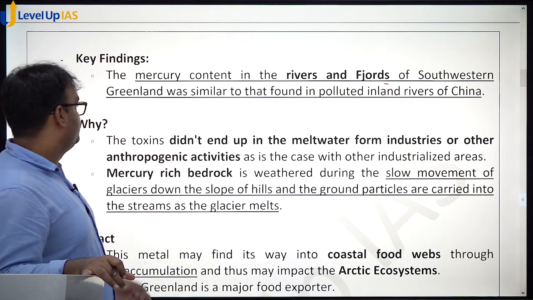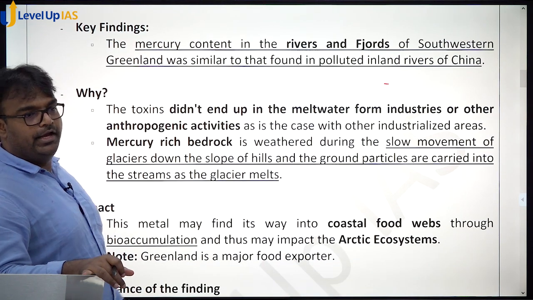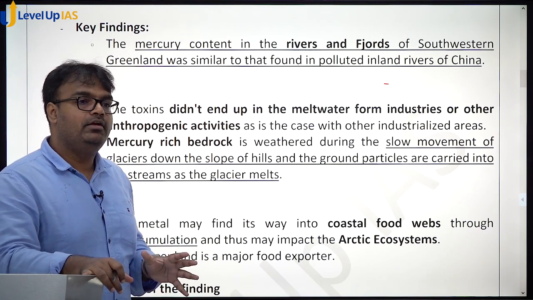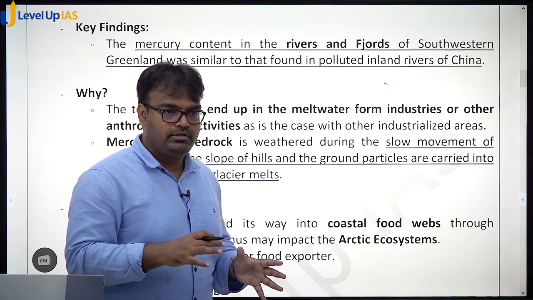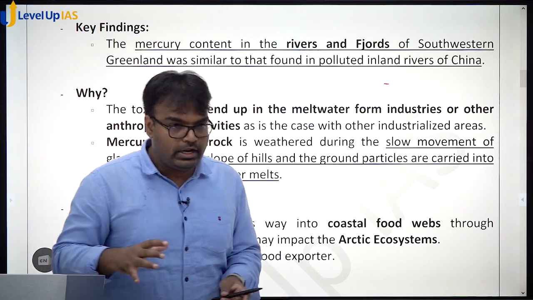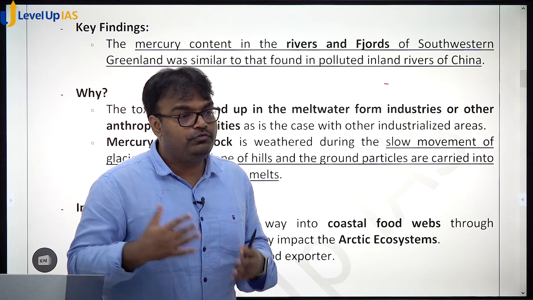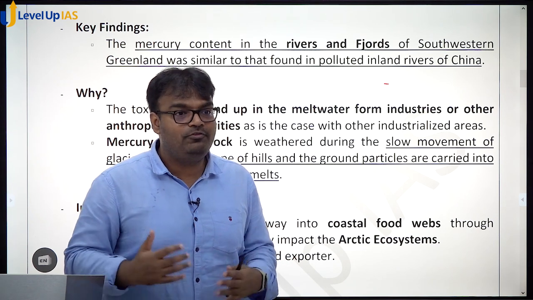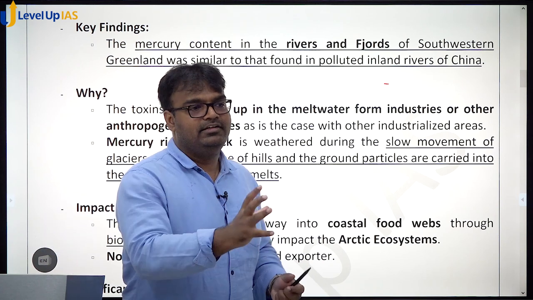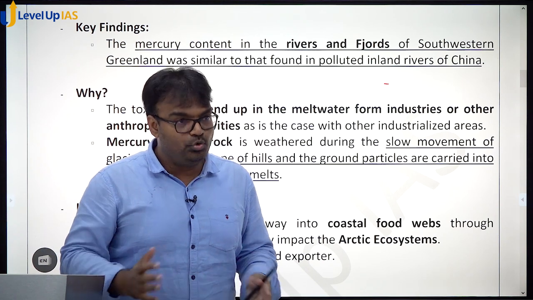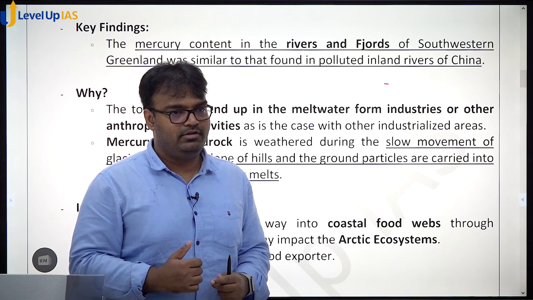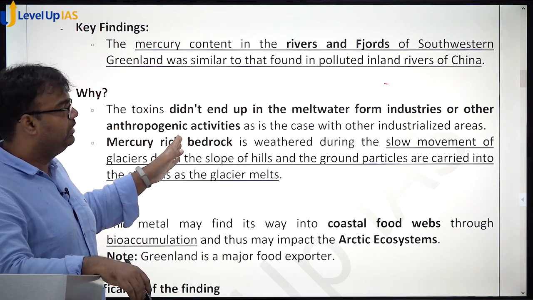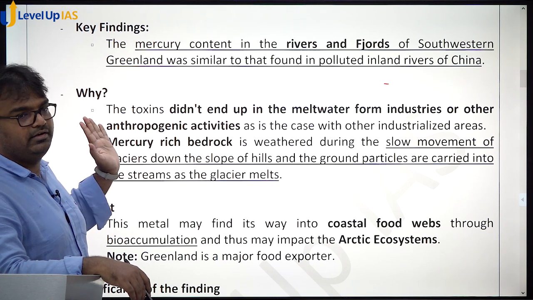Why is it so? It is so because glaciers, when they are moving, affect landforms a lot. If the landform, the earth's crust, naturally has mercury, and a glacier is opening up that landform, more mercury is there. So naturally more mercury is here.